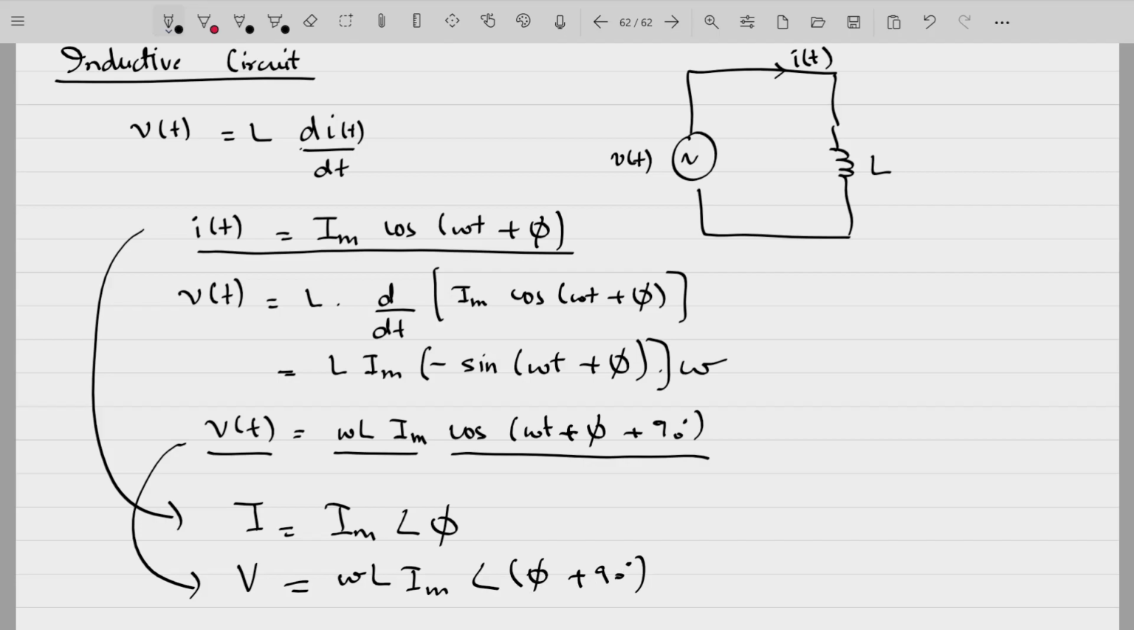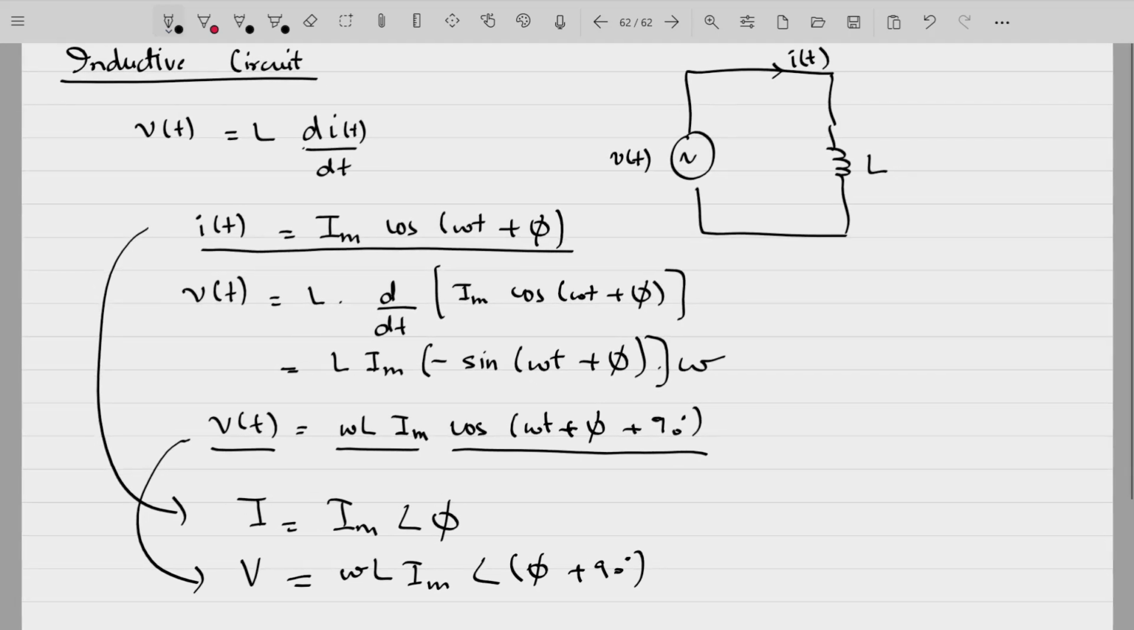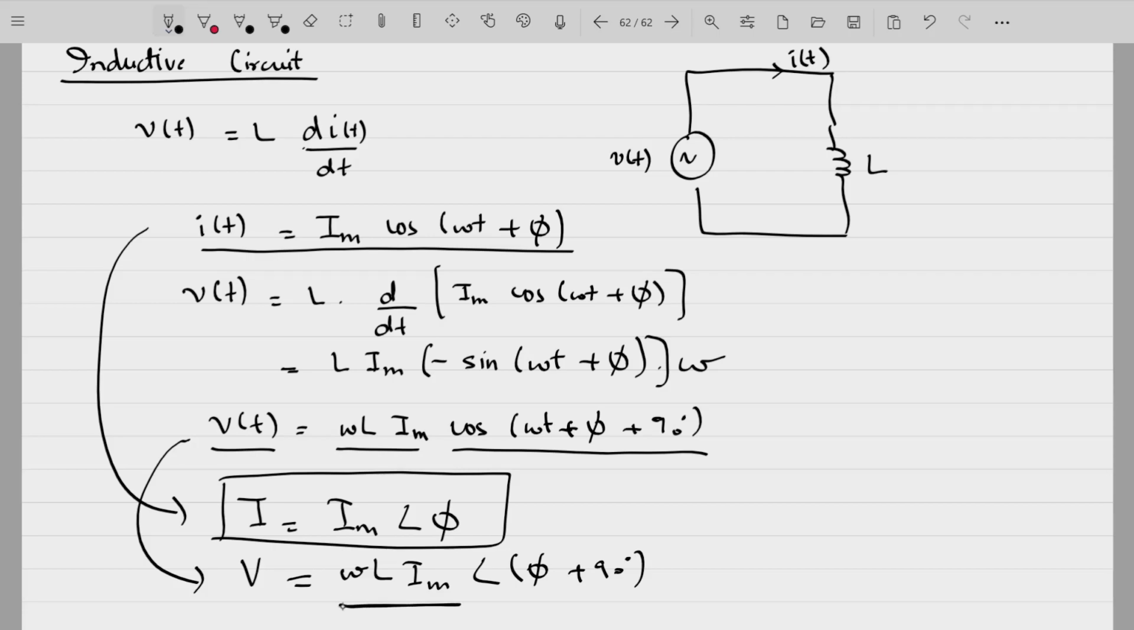So this is the case here. If the phasor current is I equal to Im angle phi, the phasor value of voltage for an inductive circuit will be omega L Im angle phi plus 90 degrees. Omega L Im is simply the magnitude of this phasor quantity, and phi plus 90 represents the phase of this phasor voltage.